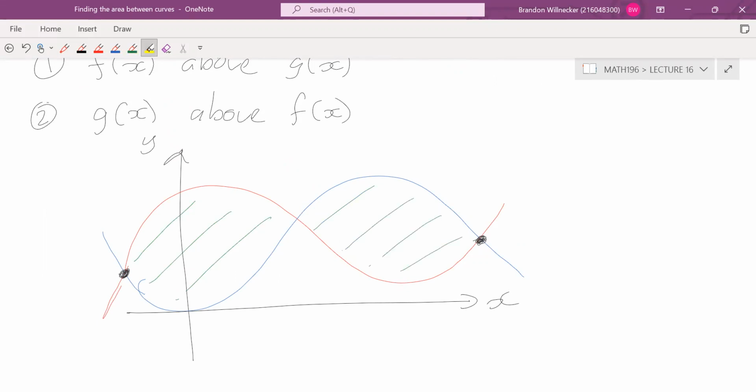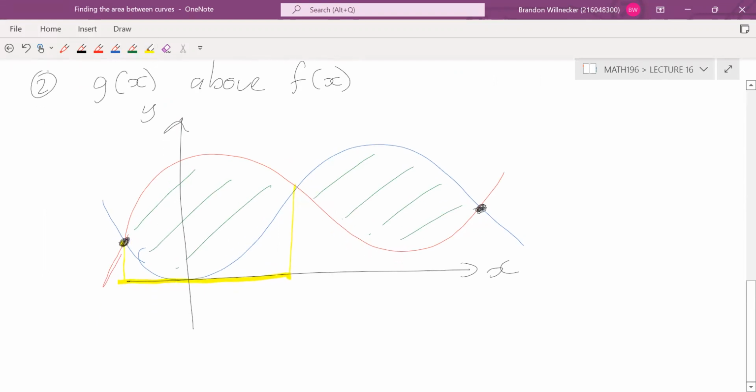Notice that in this first part, from here to here, the red is above blue. So let's just label that. Let's say red is f, g is blue. So in this first part, f is above g. And then in the second part, g will then be above f.